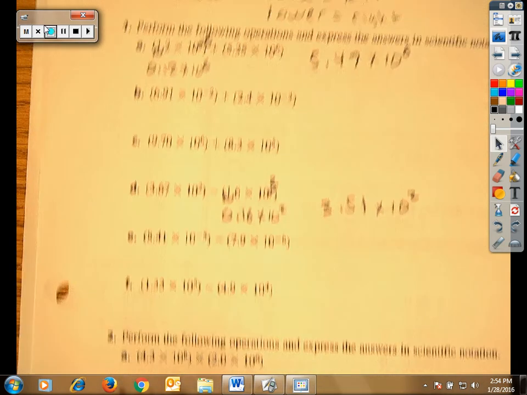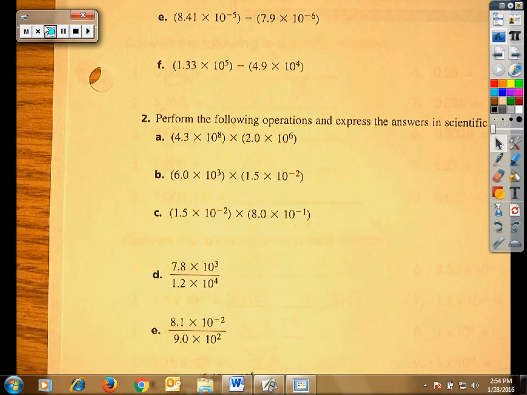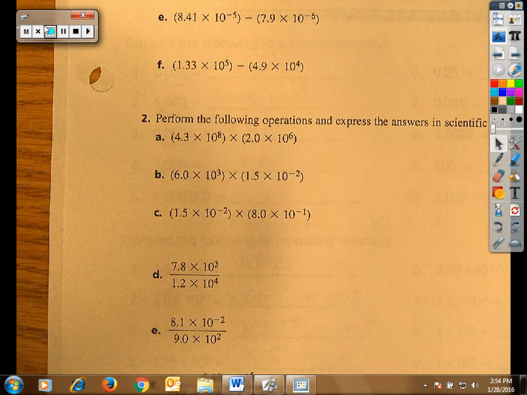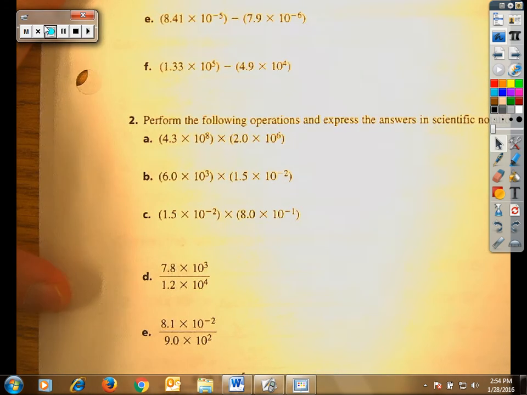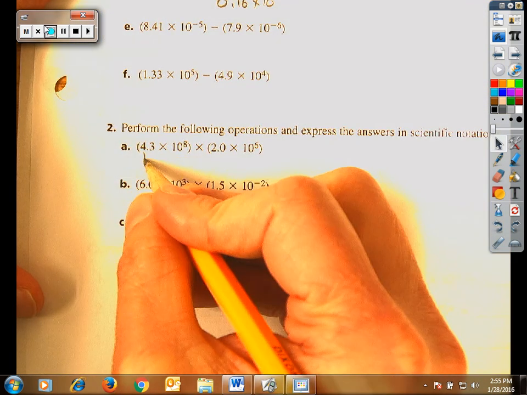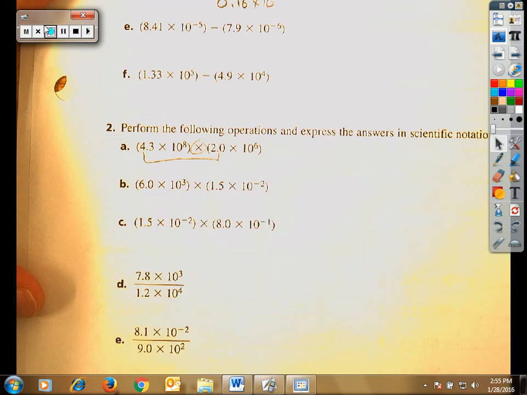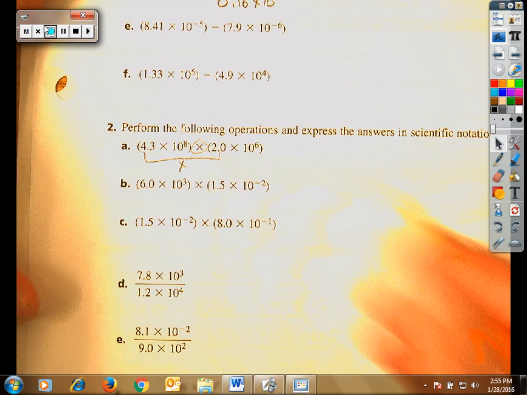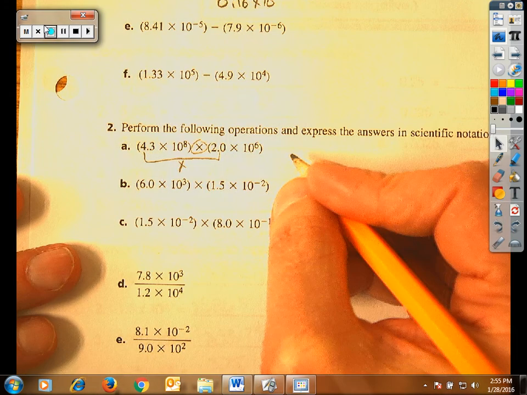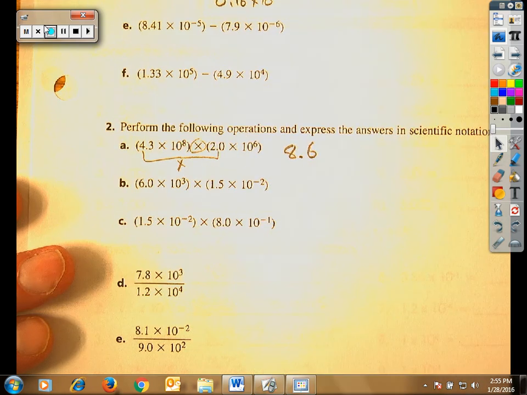When you multiply and divide, it's a little bit easier because you don't have to worry about making the exponents match. When you multiply, you're going to add. When you divide, you're going to subtract those exponents. You do whatever it tells you to do to the first part. So we're going to do 4.3 times 2. That gives us 8.6.